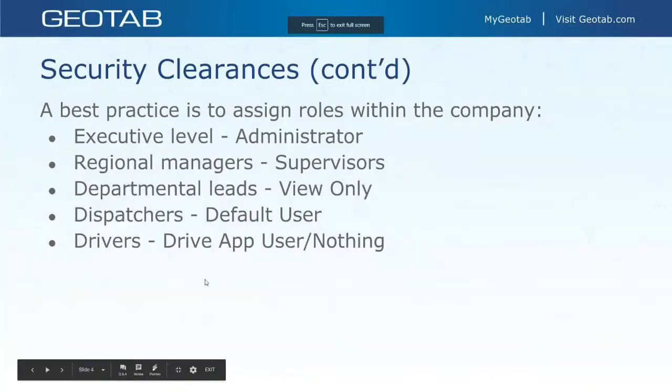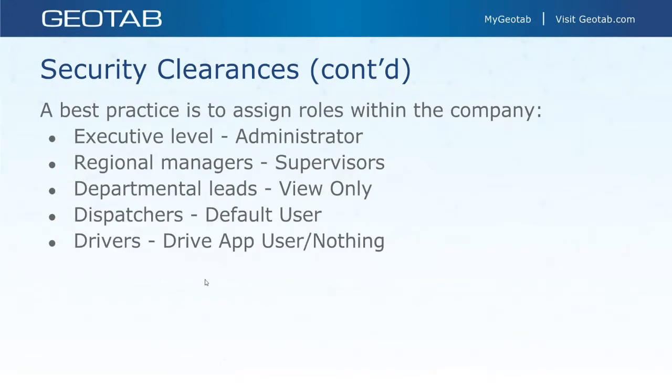So looking at some of the individual clearances, a best practice is going to be to assign roles within the company. And these are just different things to think about. So maybe you want to have at your executive level, those are going to be administrators. Maybe at the regional manager level, those are going to be supervisors. Departmental leads would be view only. Dispatchers would be a default user. And if you have drivers, you could go with a drive app user or even a nothing security clearance, so they wouldn't be able to view any data. So this is just a suggestion, just sort of food for thought.